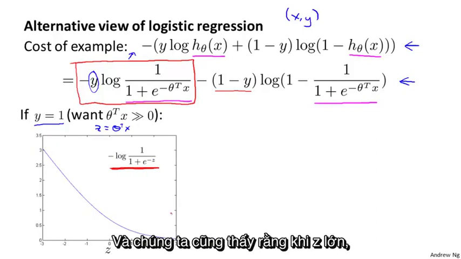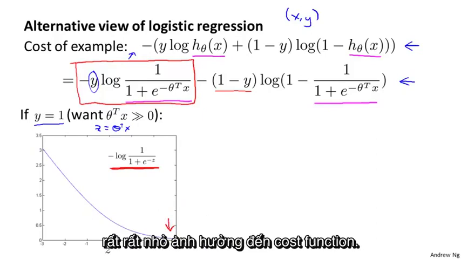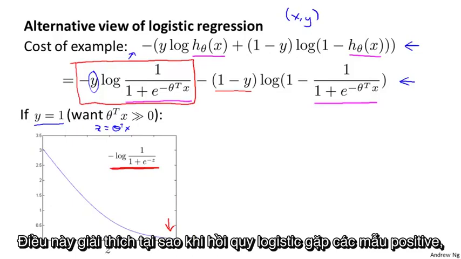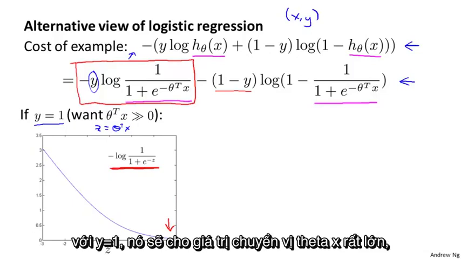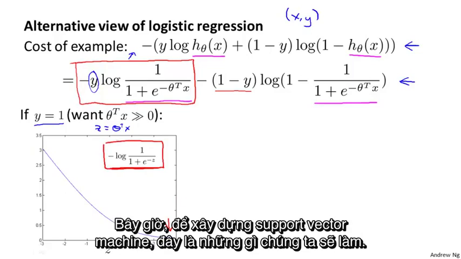And thus we also see that when z is large, that is when theta transpose x is large, that corresponds to a value of z that gives us a fairly small contribution to the cost function. And this kind of explains why when logistic regression sees a positive example with y equals 1, it tries to set theta transpose x to be very large, because that corresponds to this term in the cost function being small. Now, to build a support vector machine, here's what we're going to do.